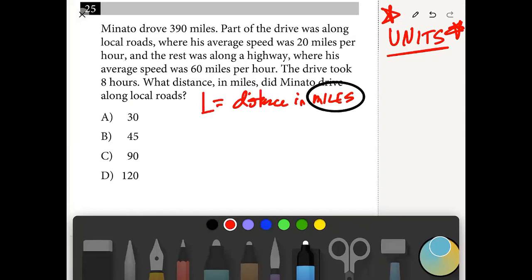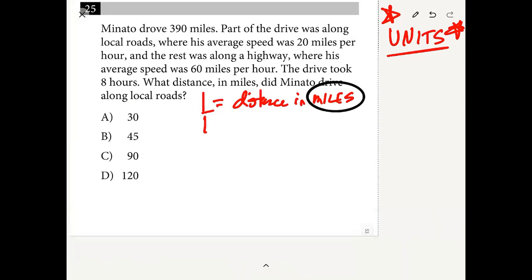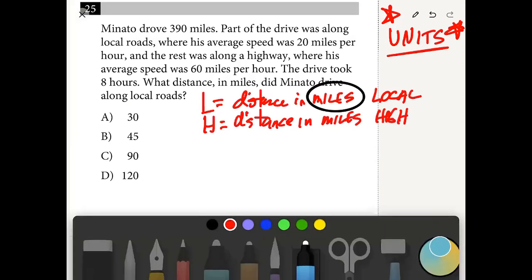Now, the next variable is going to be H for highway. So this is the distance. So I'm going to say local roads. Let me make that clear. This is going to be the distance in miles on the highway. All right, so then I'm going to circle this again. There you go. All right, so now, both of these are being measured in miles.